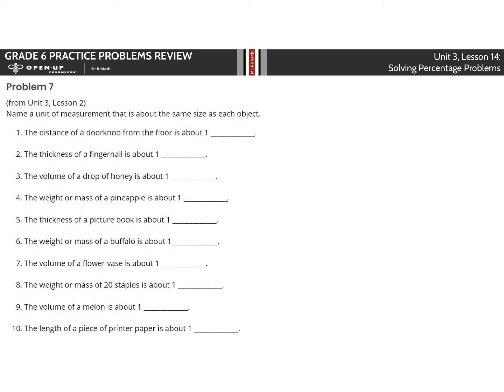And our last question from Lesson 2 in this Unit 3. The distance of a doorknob from the floor is about, let's go with 1 yard, or you could say 1 meter as well. The thickness of a fingernail is about 1 millimeter. The volume of a drop of honey is about 1 milliliter. The weight or mass of a pineapple is about 1, you could go kilogram or even pound here. The thickness of a picture book is about, you could say a centimeter. I think you could also say an inch, depending on how many pictures you get Shutterfly to put in that picture book. The weight or mass of a buffalo is about 1 ton.